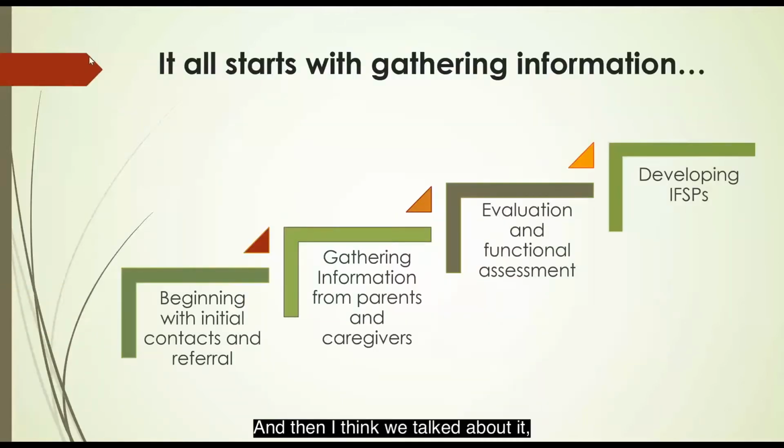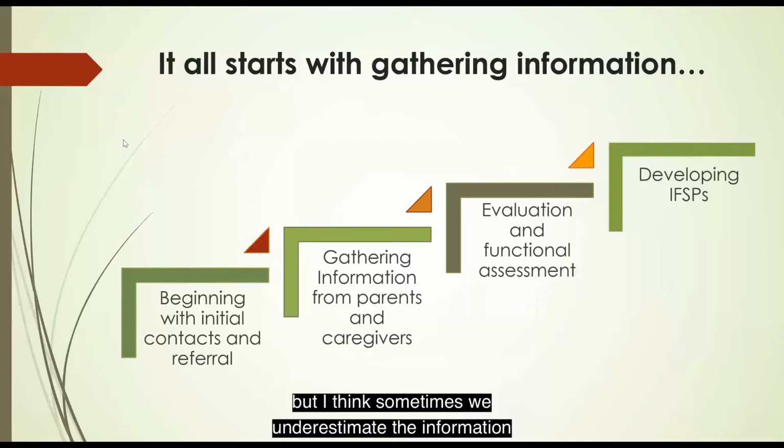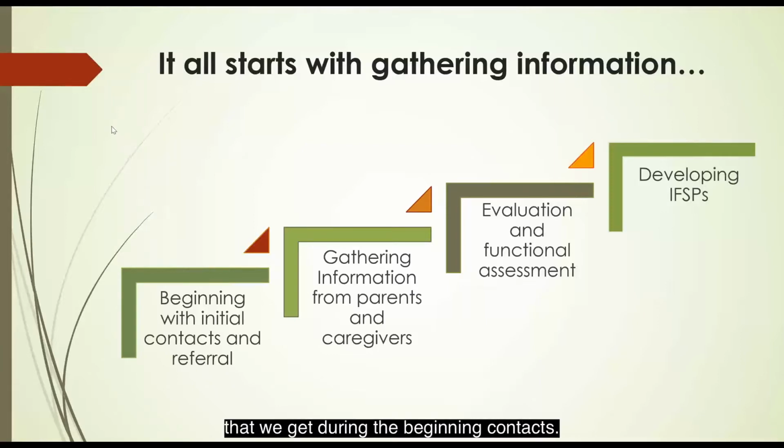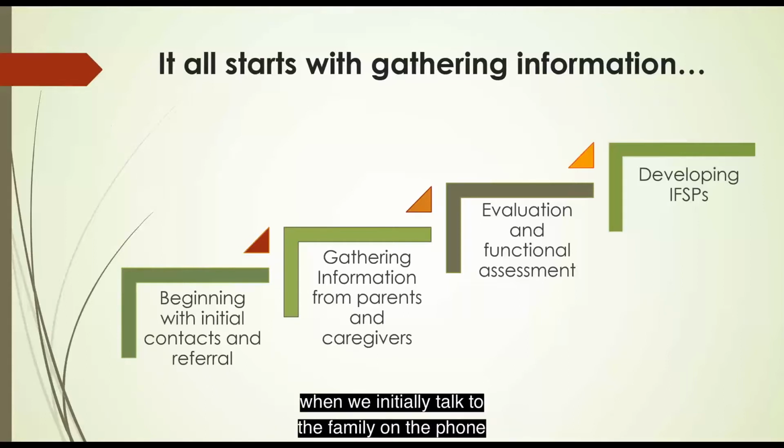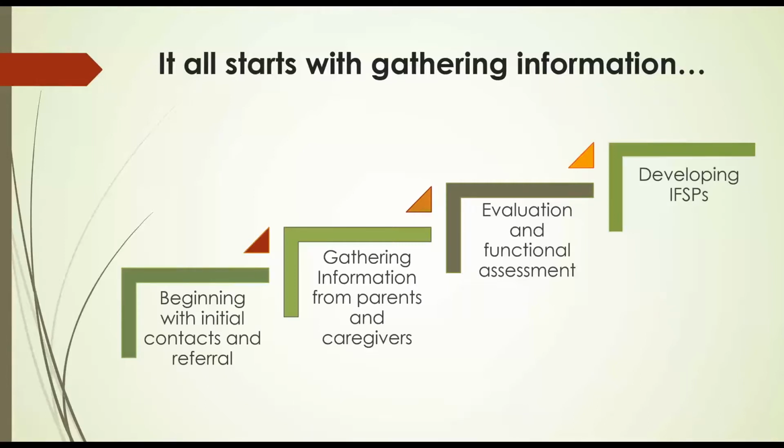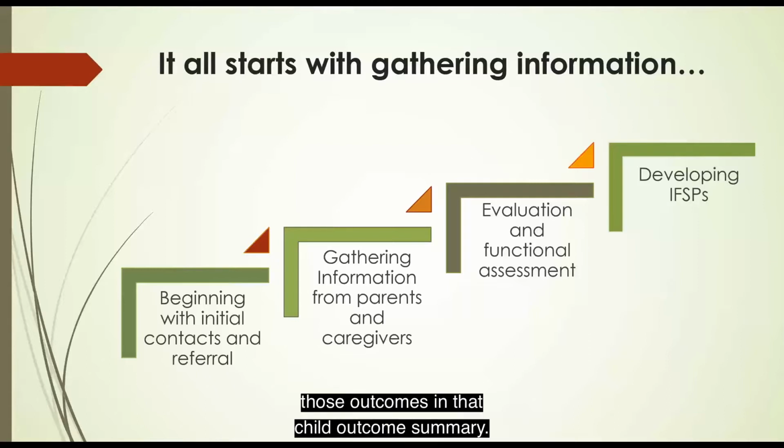And then I think we talked about it, but sometimes we underestimate the information that we get during the beginning contacts. So from those referral sources, when we initially talk to the family on the phone to find out their priorities and their concerns. So that step ladder, so to speak, these are the steps that we're going to take to then develop that IFSP, those outcomes, and that child outcome summary. So it is a process. This is our IFSP process.